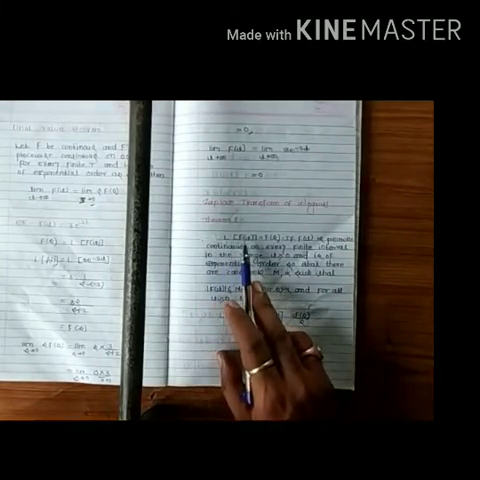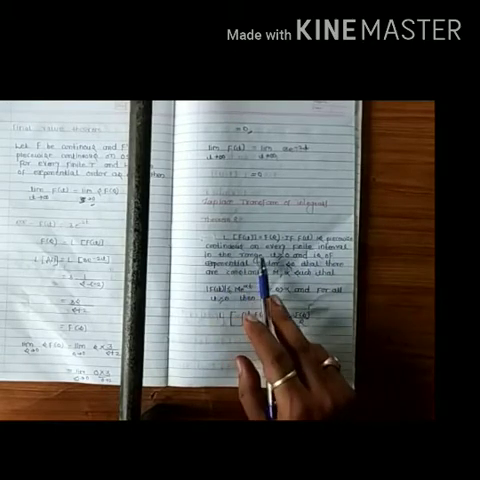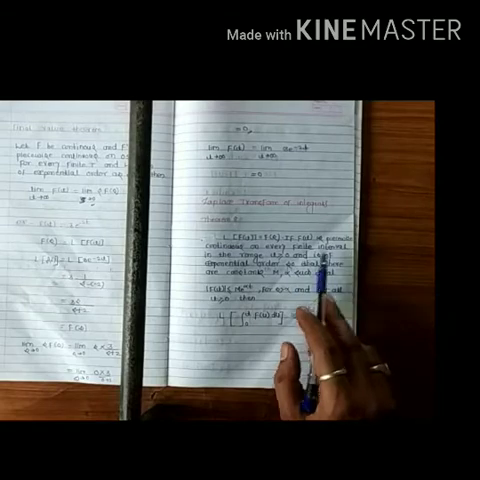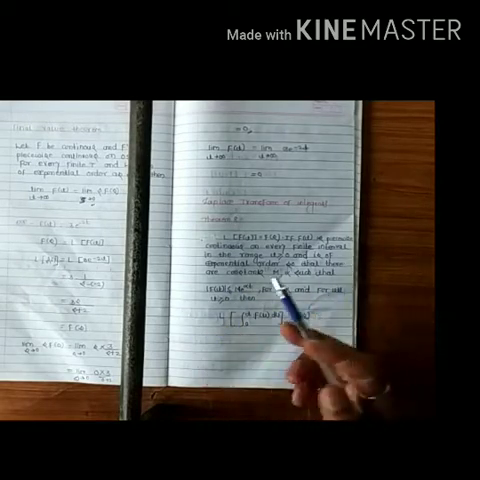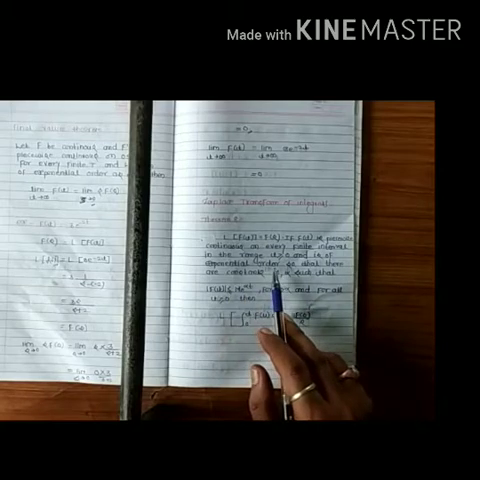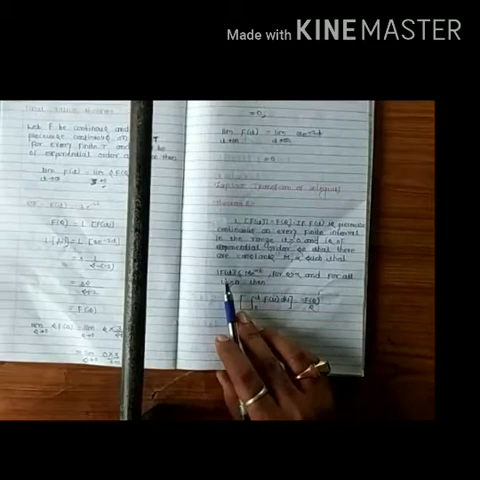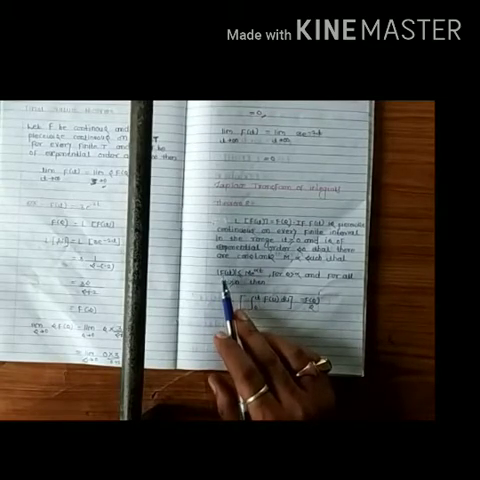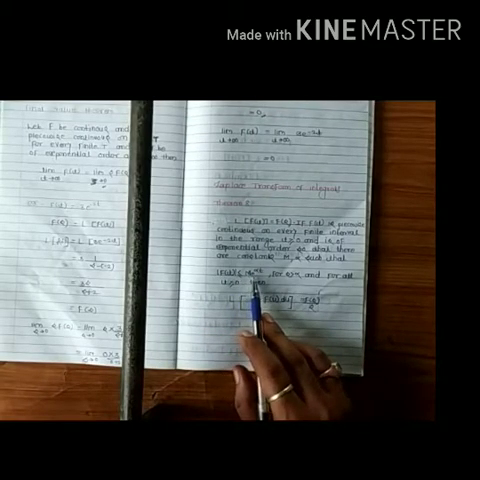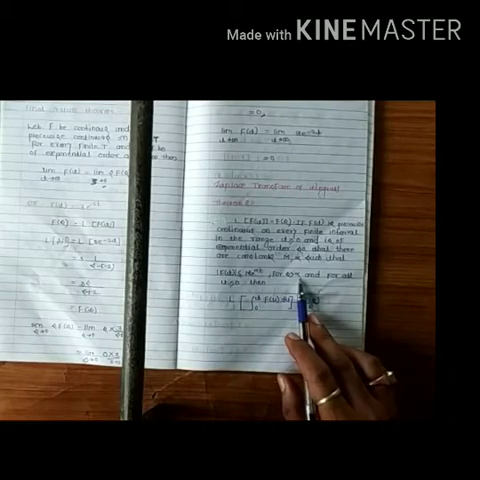Suppose the Laplace transformation of f(t) is equal to F(s), and if f(t) is a piecewise continuous function in the finite interval 0 to t, with t greater than 0, and it should be of exponential order. The condition of exponential order is that modulus of f(t) is less than M e raised to the power alpha t, alpha is any scalar quantity, and s is greater than alpha.